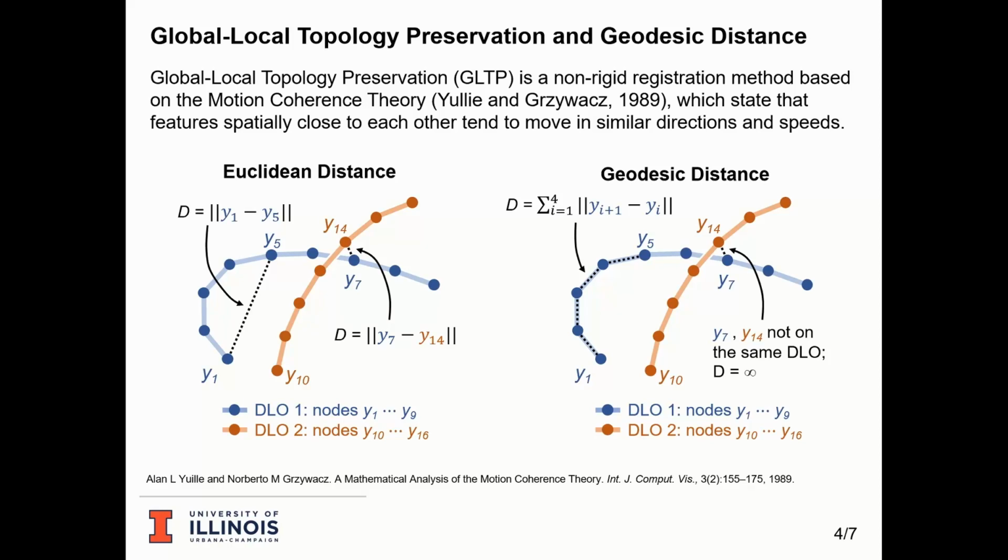GLTP is based on the motion coherence theory, which states that features spatially close to each other tend to move in similar directions and speeds. Here we assume the movement of a node only correlates to the movements of its neighbors, not nodes on another object. When using GLTP, we use geodesic distance for nodes on the same object and set the distance between nodes on different objects to infinity.